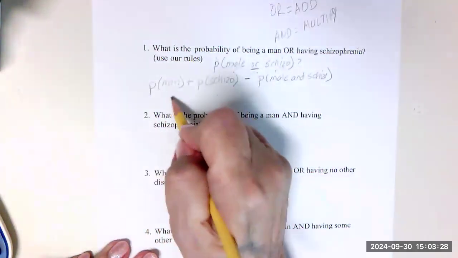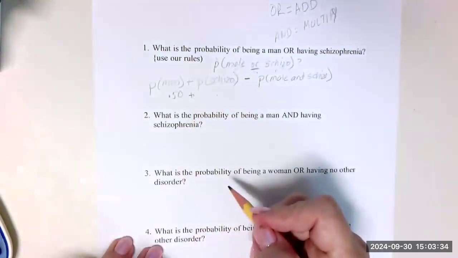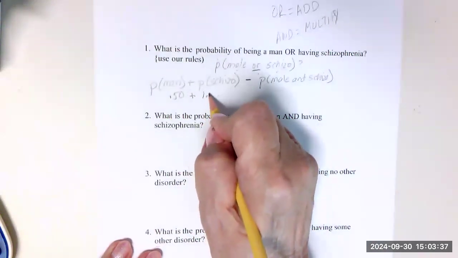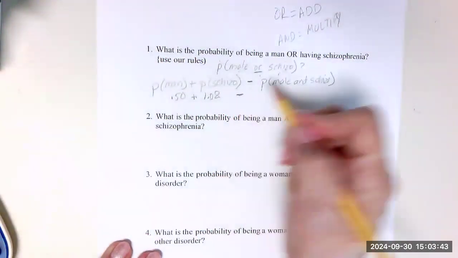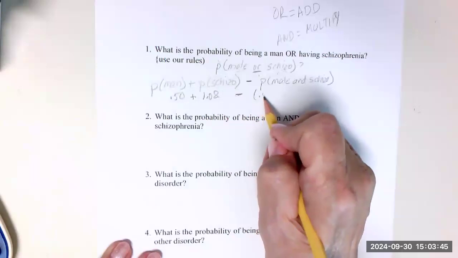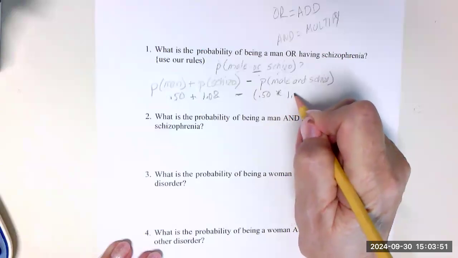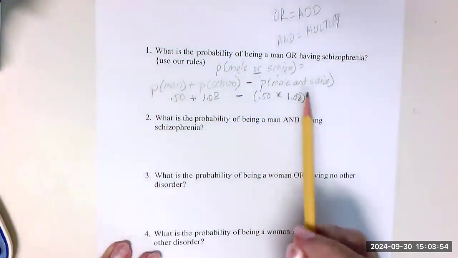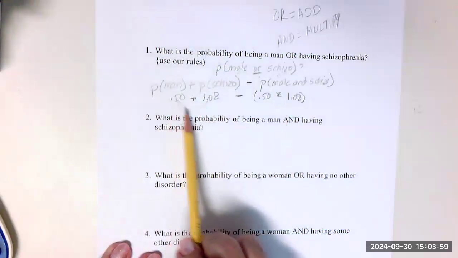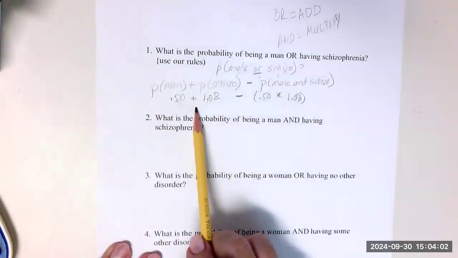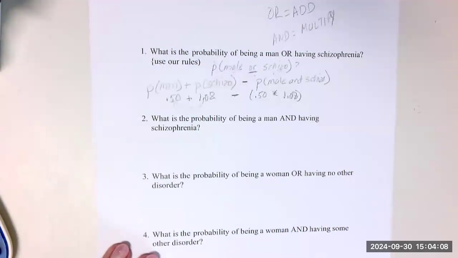Remember we said we had a 50% chance of being male, and we're going to add that to the 1%, a little over 1% chance of being schizophrenic. Then we're going to subtract out the being male times the schizophrenic diagnosis. To answer that, you would multiply that first, order of operations. Then you'd add these two together and subtract that product out. That would give you your answer. Let me pop that in my calculator.